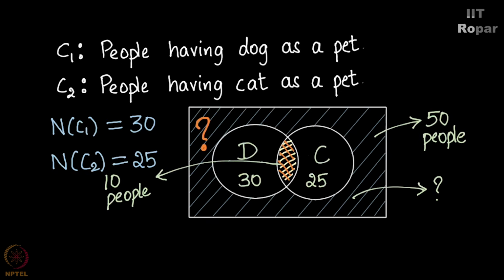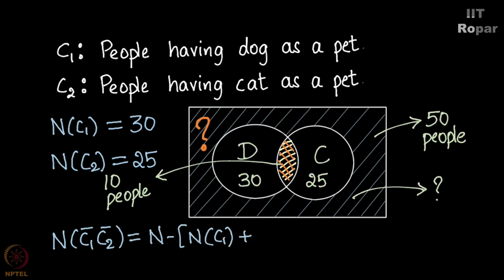So, N of C1 bar, C2 bar is N minus N of C1 plus N of C2 minus N of C1, C2. If I have to explain in a diagram, it will be like this. For N of C1 bar, C2 bar, you first have to find N, which is 50 here. Now, I am going to keep subtracting things. You can see that the shades will go on getting removed and you can find out the answer then.